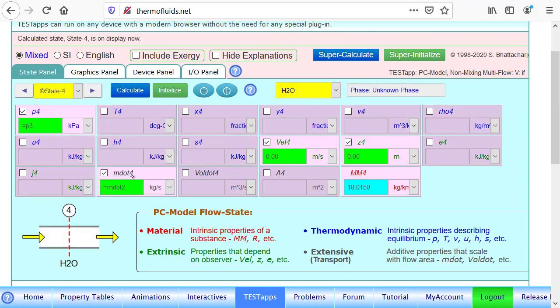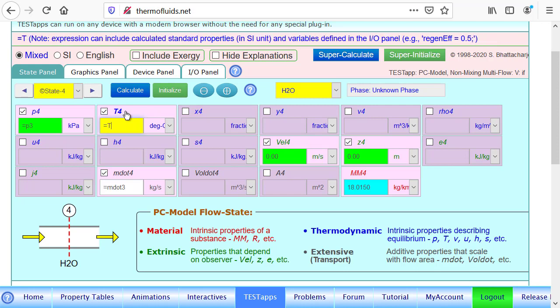And for state 4, the mass flow rate will be the same as state 3, and the pressure will be the same as P3. And what about the temperature? The temperature will be T3 plus, remember, 10 degrees Celsius. We can write T3 plus 10, or in preparation for a parametric study, we can introduce a variable, delta T in Celsius.